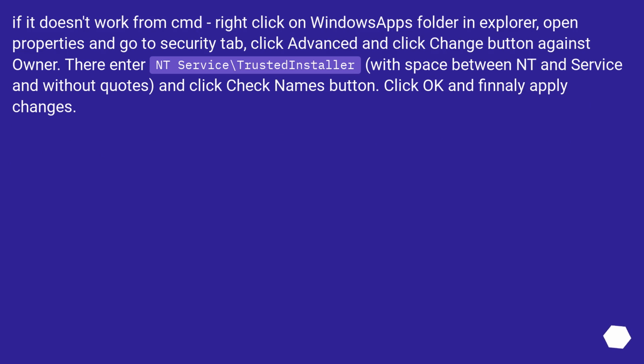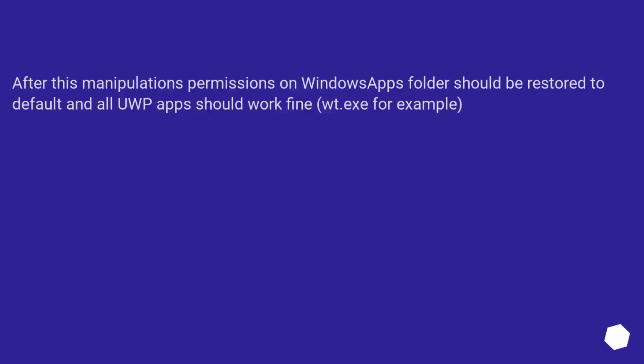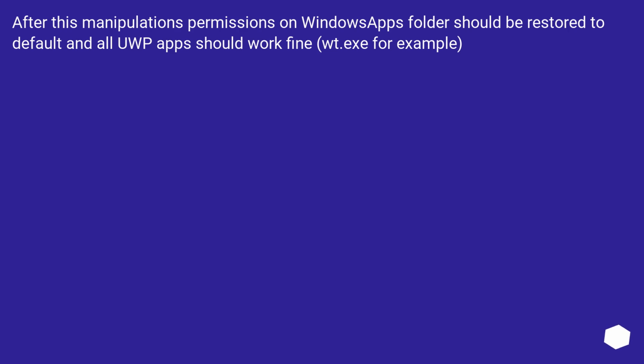If it doesn't work from CMD, right-click on the WindowsApps folder in Explorer, open Properties and go to the Security tab, click Advanced and click the Change button next to Owner. There enter NT SERVICE\TrustedInstaller, click OK and finally apply changes. After these manipulations, permissions on the WindowsApps folder should be restored to default and all WindowsApps should work fine.